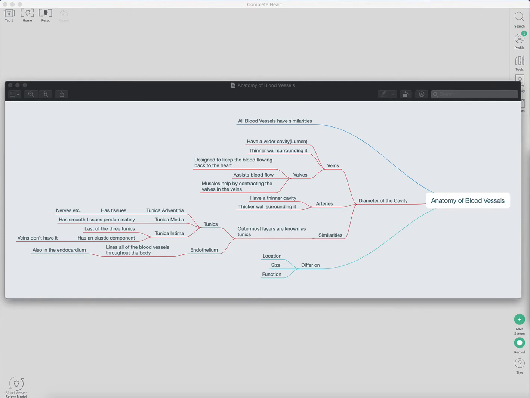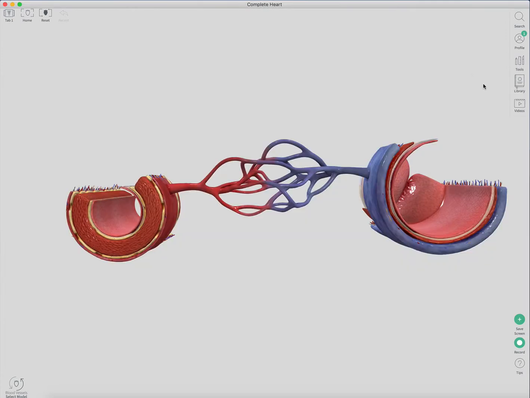I'm going to start the last video in the first part of the cardiovascular system about all the blood vessels. So today we'll be talking about the anatomy of blood vessels: their main characteristics, the characteristics they differ on, and what their similarities are. Let's get into it. All blood vessels have similarities, from the veins to the capillaries and the arteries.